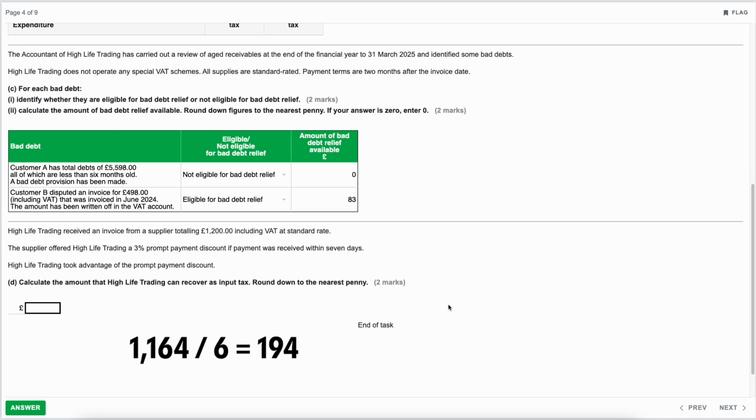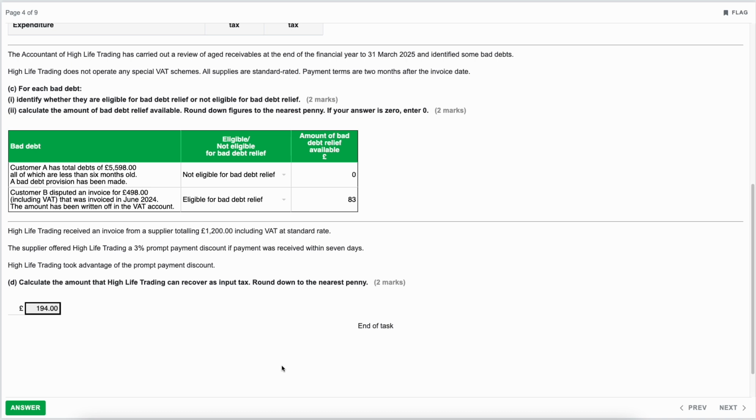£194. So the amount that they would claim back as input tax would be £194. And it does say to the nearest penny, so it would be £194.00.